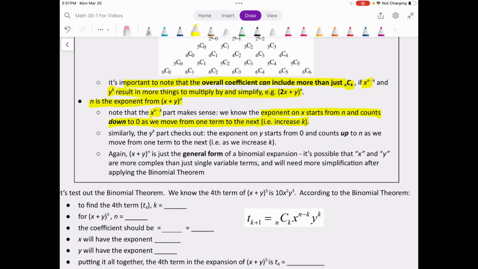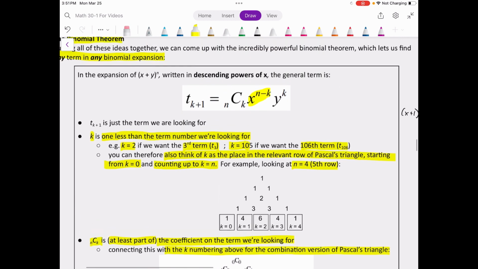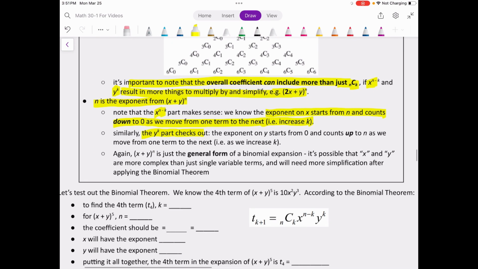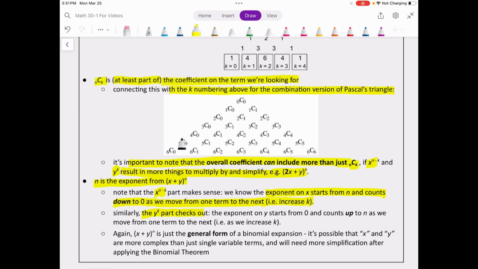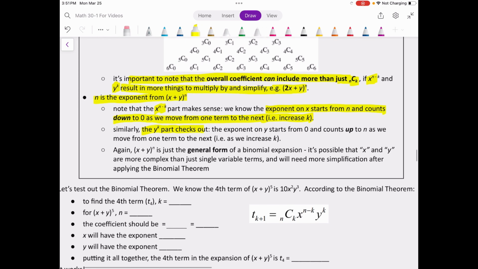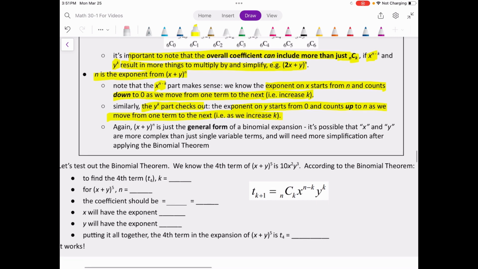Similarly, the y to the k part in our little formula checks out as well, right? Because we know that the exponent on the second term starts at 0 and counts up. Well, k starts at 0 on the first term and counts up from there. So we'll have y to the 0, y to the 1, y squared, y cubed as we move through the terms of the expansion of the binomial. The exponent on y starts from 0 and counts up to n as we move from one term to the next, in other words, as we increase k.